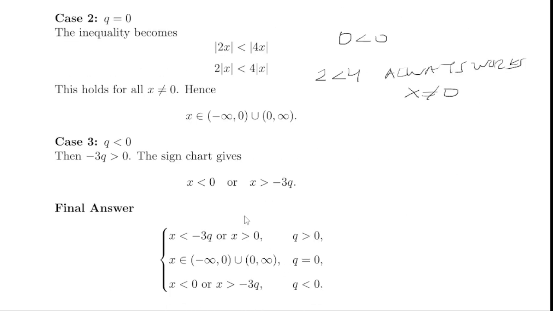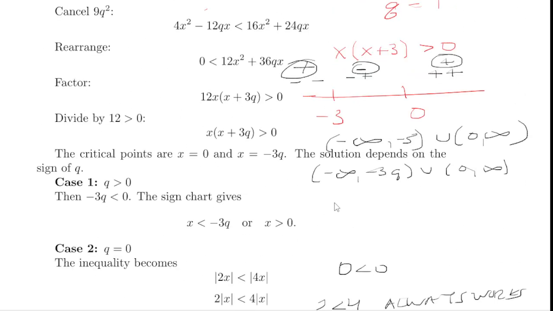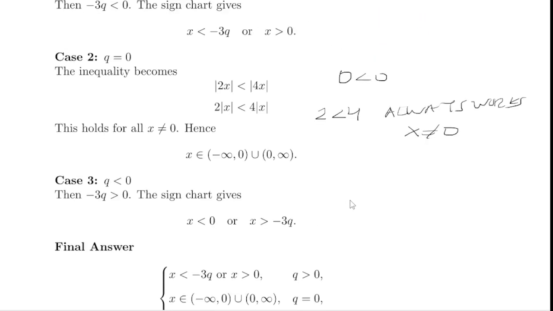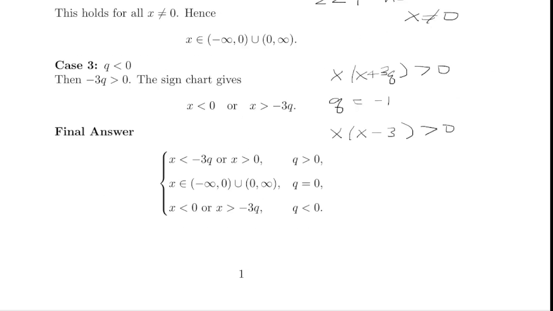Finally, the third case is to look at when q is negative. So if we go back, we'll do the number line thing again. So we have x times x plus 3q greater than 0. If q is negative, let's just say negative 1. This gives us x times x minus 3 greater than 0. So then we can say the critical points are 0 and 3. And then we just test, let's say negative 1. We have negative 1 times negative 4. So that's two negatives, which makes a positive.